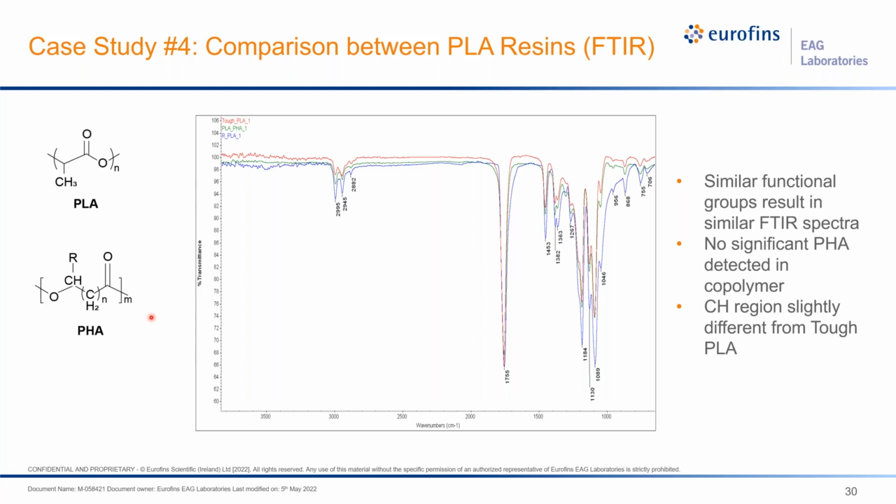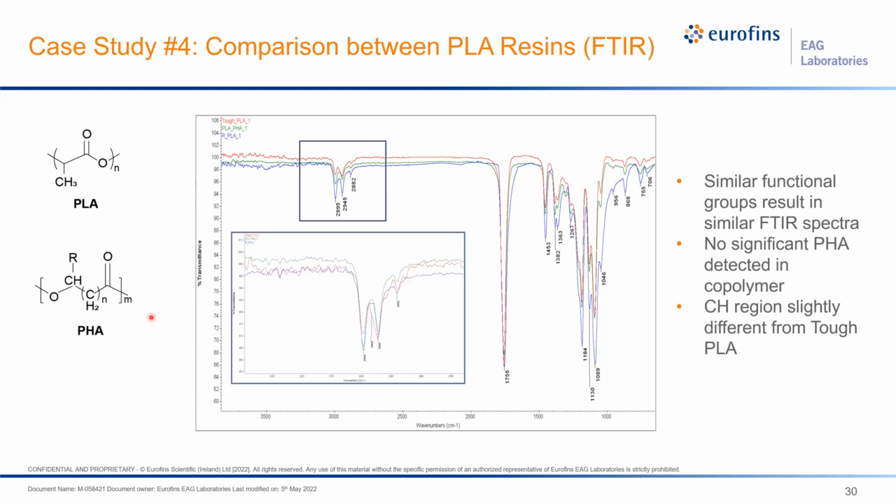Now, I should say a word about FTIR detection limits. FTIR can see somewhere between 5 and 20 weight%. So it's not a particularly sensitive instrument. If you have about 5 weight% PHA, you might not see it very easily by FTIR. We did see a small difference here in the CH region, which I blow up here, and you do see some extra peaks in the tough PLA resin.